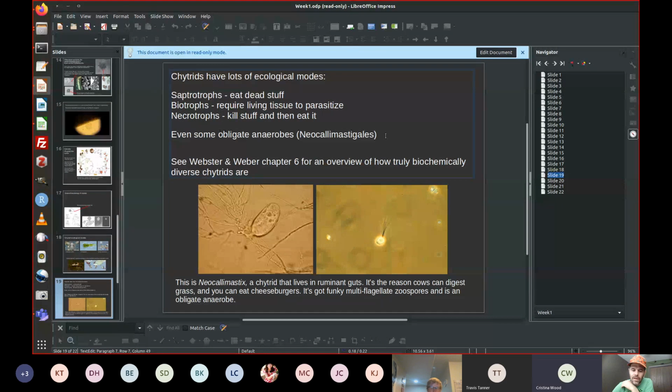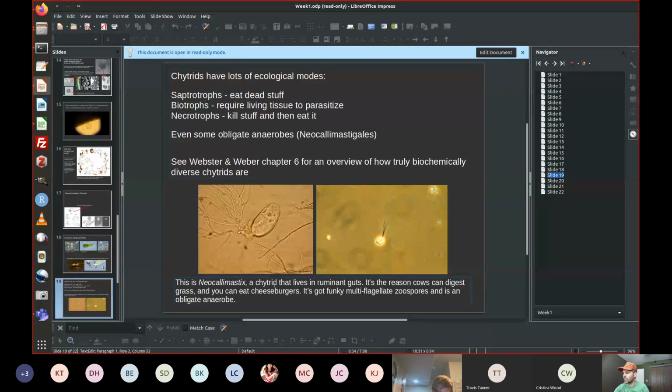I don't know if you know this, but cows can't actually digest cellulose, like at all, but they live on grass, which is made of cellulose. Right, so it's bacteria and fungi that are actually breaking it down for them. Same for termites. The Neocalamastigales live inside of termite guts, and that's how termites can eat wood. So they're actually feeding this fungus wood, it's fermenting it, and they get to live off the byproducts of that.